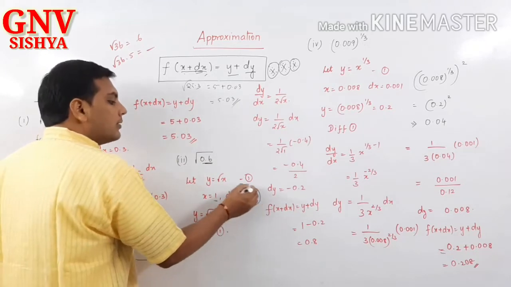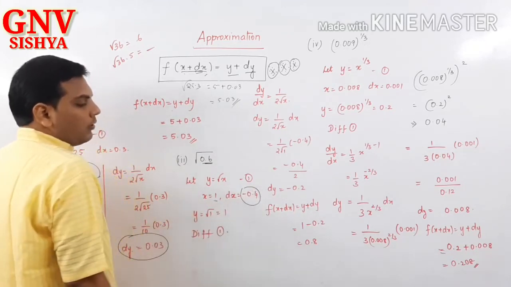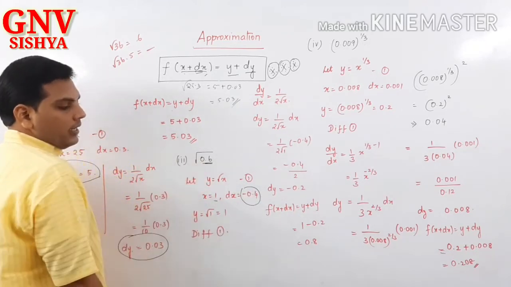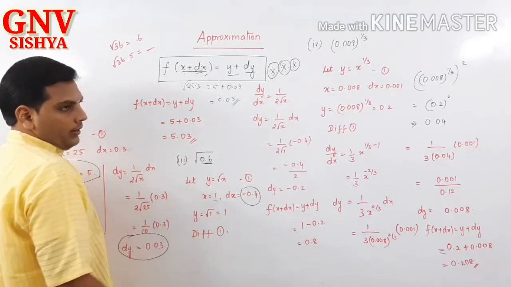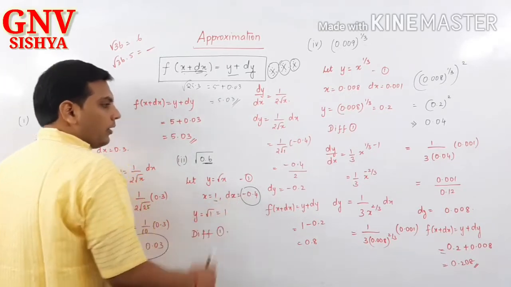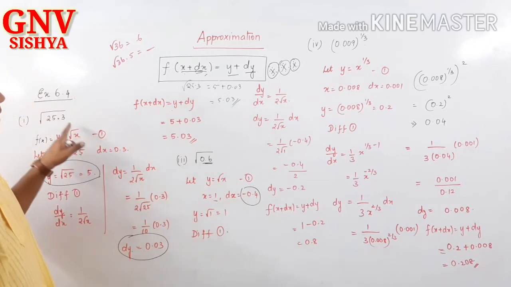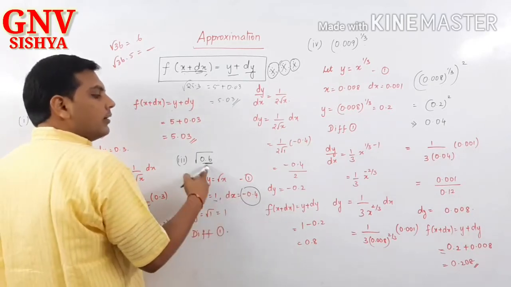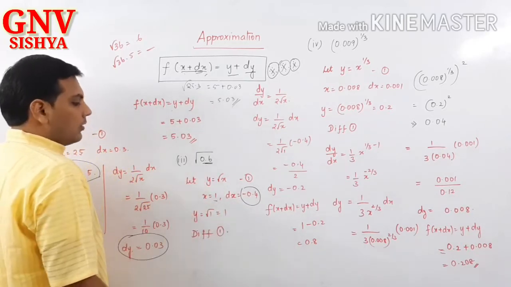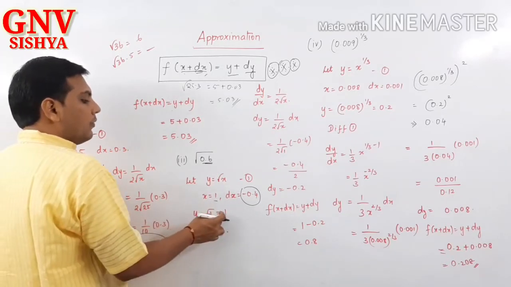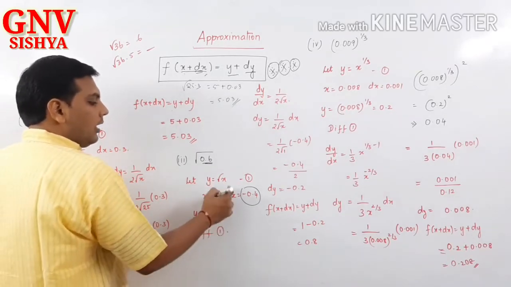Why do you put minus, sir? If I subtract 0.4 from 1, then only I will get 0.6. So x is equal to 1, dx is equal to minus 0.4. See, when I add these two, I will get this value. Am I right? Same logic. So when I substitute 1 instead of x, I will get 1. I will consider this as equation number 1.